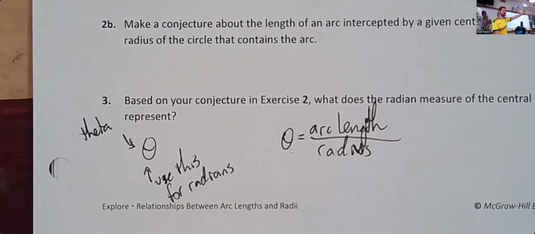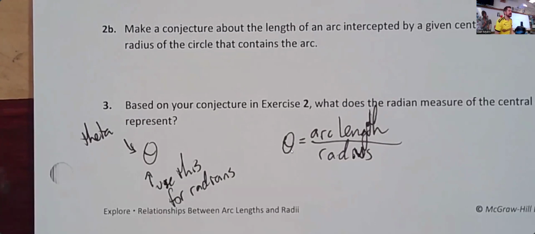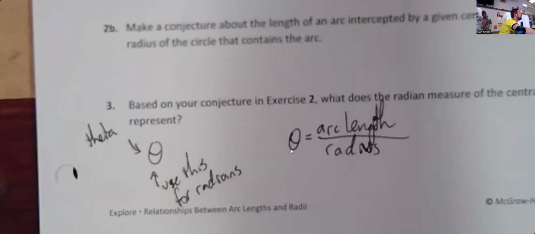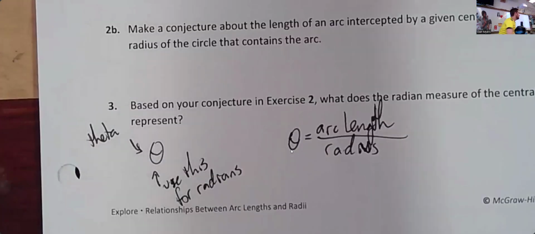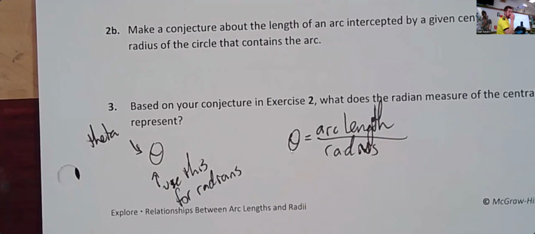So instead of using the degree symbol for degrees, this is another way of measuring angles, but we use this symbol instead. We don't put it up to the right like we do a degree symbol. Theta represents radians, degrees represents degrees. So it's a different unit of measurement for the same thing. They're both measuring angles, but one's radians, the other's degrees. Down here, radius. Arc length divided by radius. All right, flip it over.